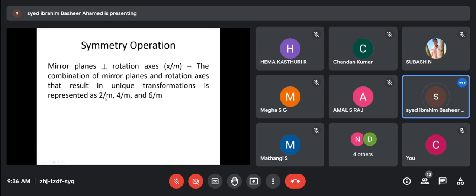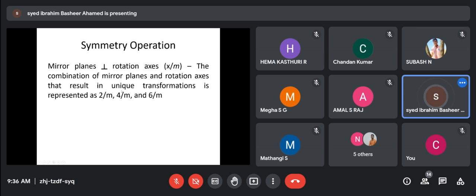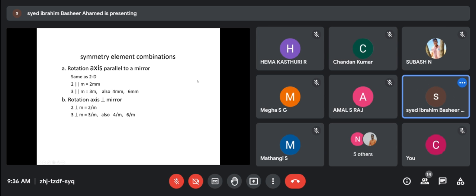Okay. So if it is 2 bar m, it means you will have a two-fold rotation axis, and perpendicular to that is a mirror plane. 4 bar m means you will have a mirror plane perpendicular to a four-fold rotation axis. 3 bar m and so on. Right? So rotation axis can be parallel to the mirror or can be perpendicular to the mirror.